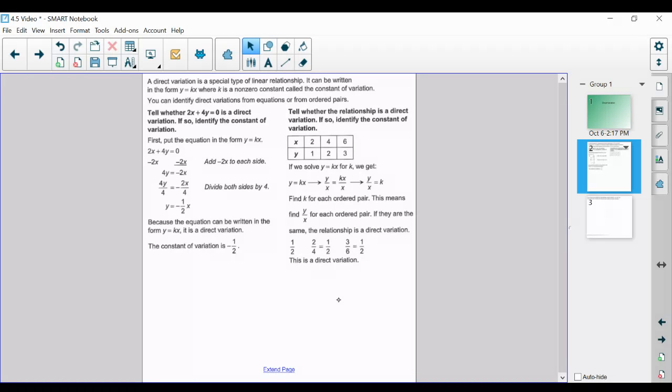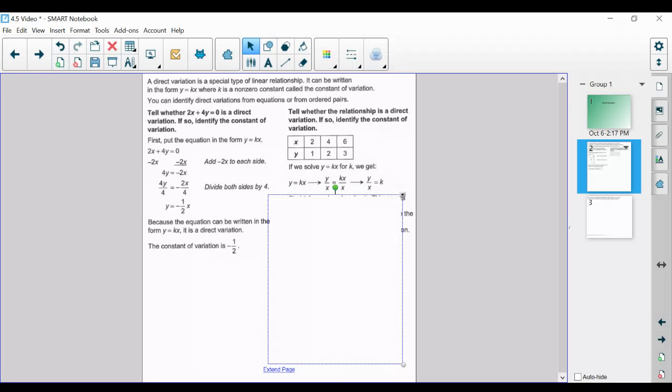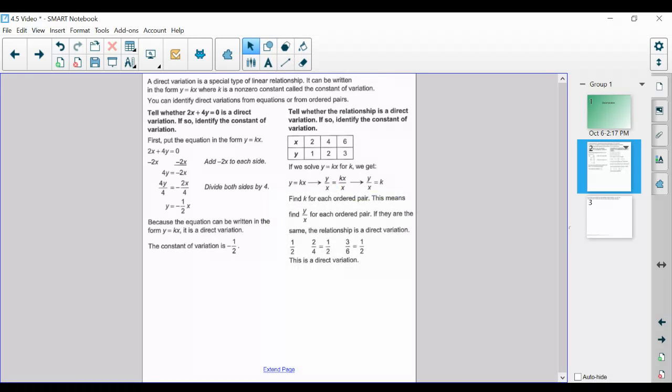So this is going to be a set of direct variation, because when we divide each y value by the x value, we get the same overall value, right? This first set right here, 1/2, is 1 divided by 2.